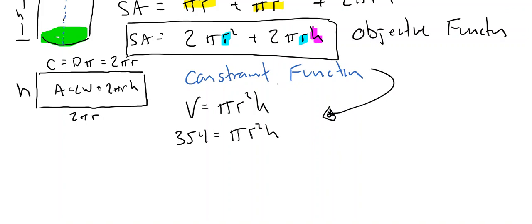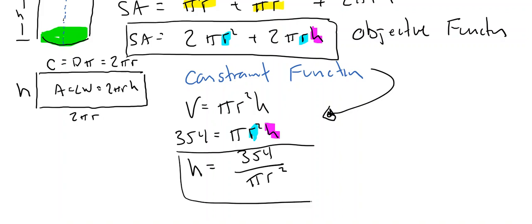That is my constraint function. Remember what the constraint function does: it relates the two variables in the objective function. So we have r, which was in the objective function, and we have h. But what we now have to do is solve this for one of those variables. So I'm going to solve it for h. If we do this, we simply get h is equal to 354 divided by pi r squared. And that is my constraint function solved for h.